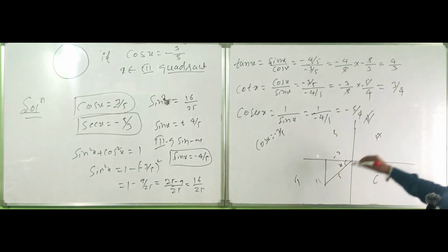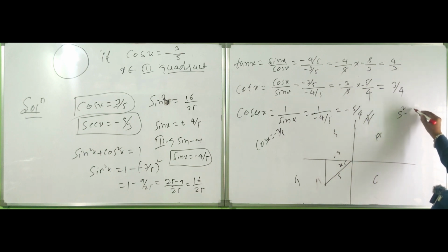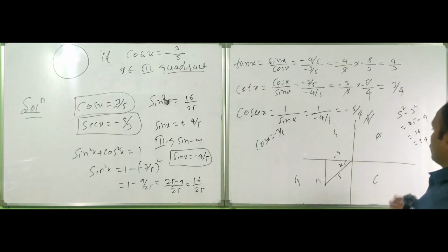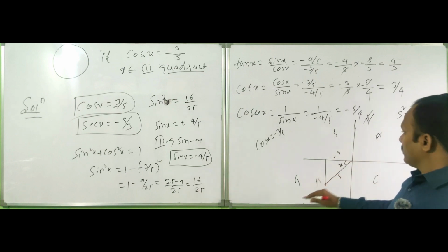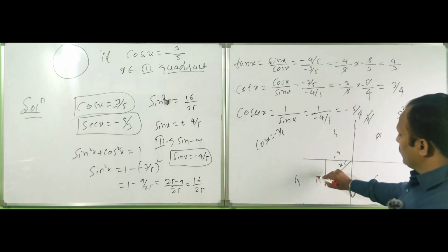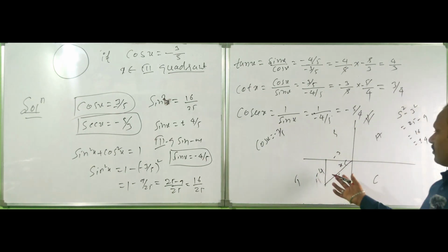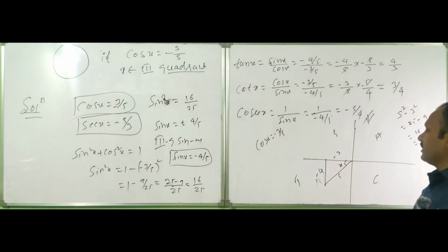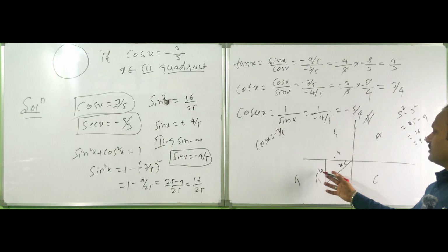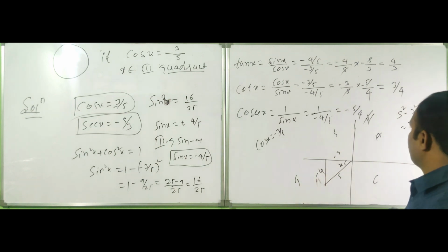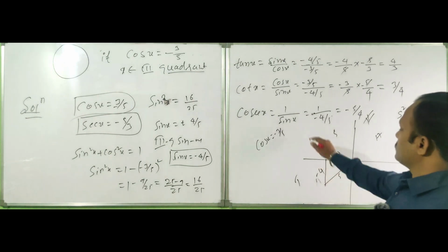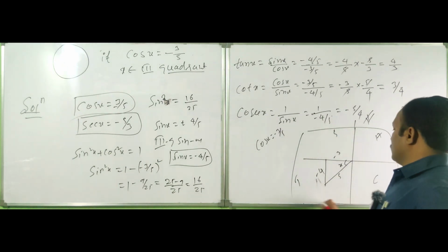Then by the Pythagoras theorem, 5 square minus 3 square is equal to 25 minus 9, which is 16, so this becomes plus or minus 4. Sin is negative in this quadrant, so in the third quadrant this is minus 4. Then cot is 3 by 4, tan is 4 by 3, sin is minus 4 by 5, and cosecant is minus 5 by 4. This is also a direct method for a simple exam.